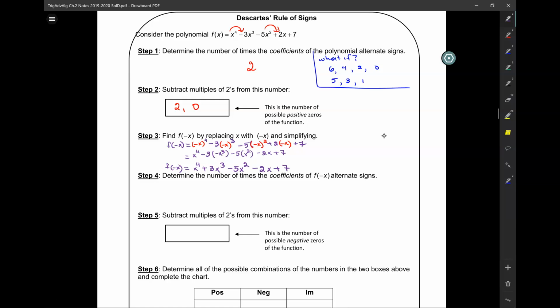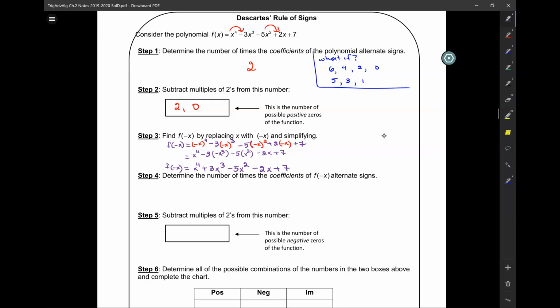Let's compare the original to f of negative x. I have even exponents, I have odd exponents. Let's look at even exponents. Positive stayed positive. Negative stayed negative. Now let's look at odd exponents. x to the 3, 5, 1. Odd exponent, negative. It switched. Odd exponent, positive. It switched.